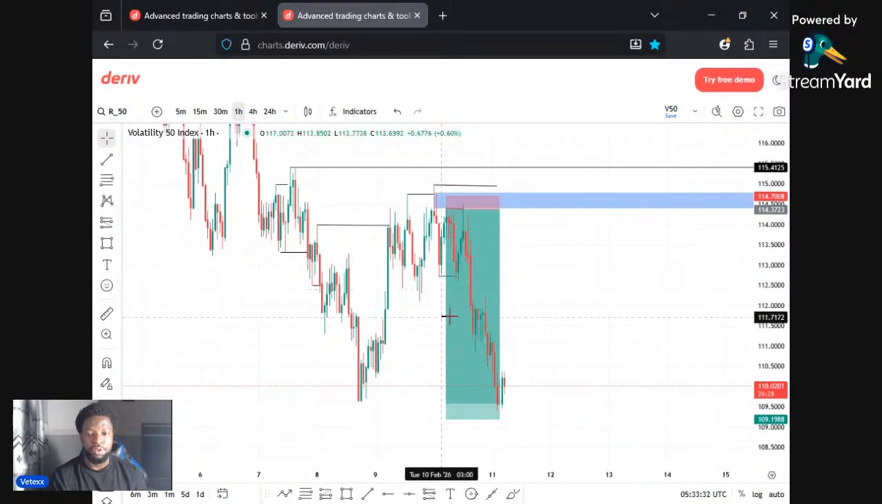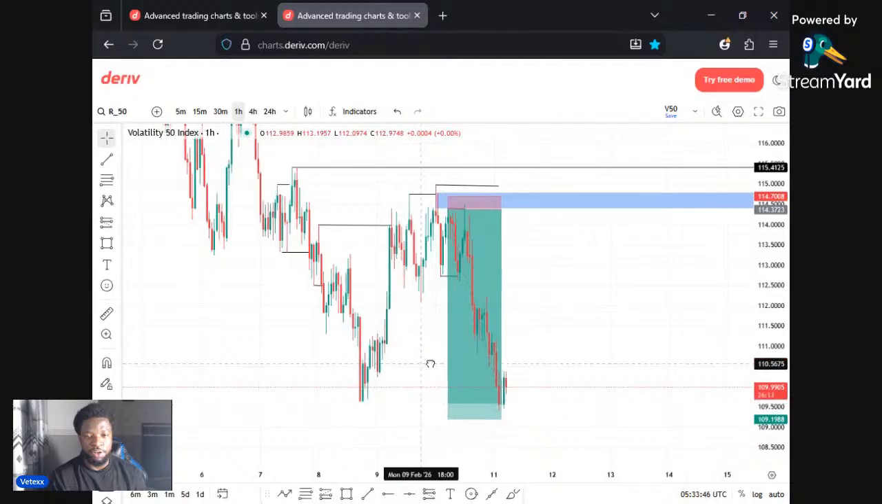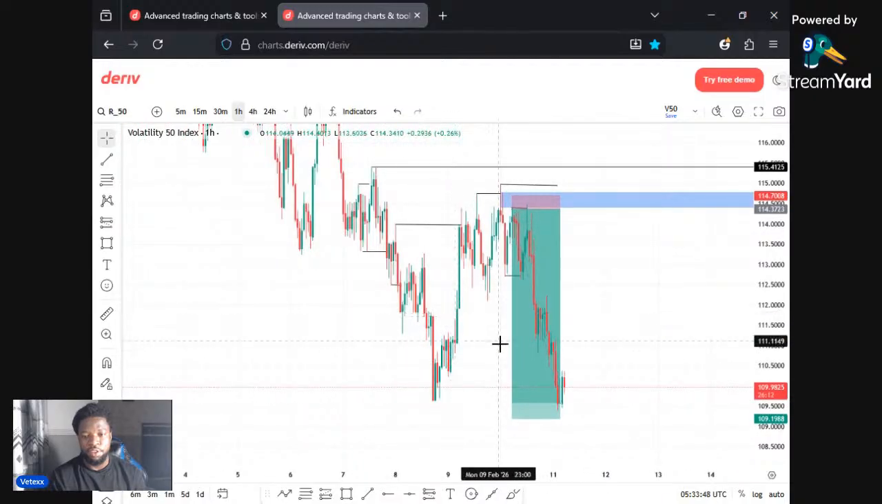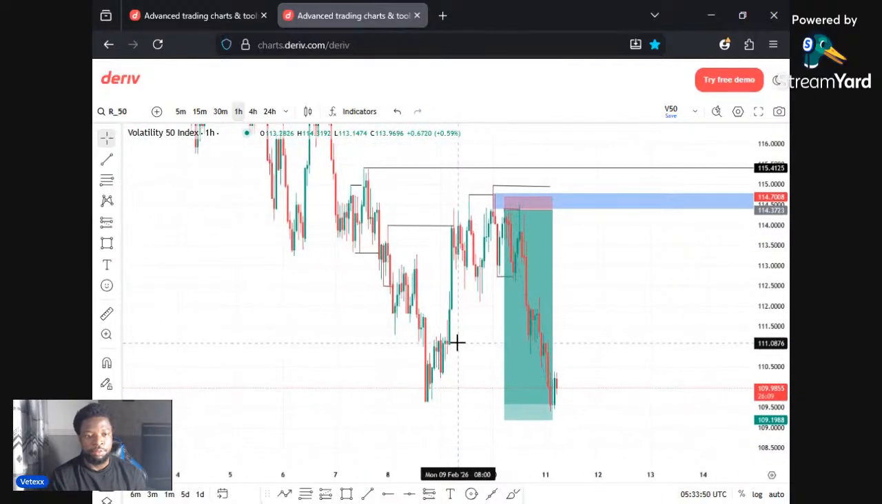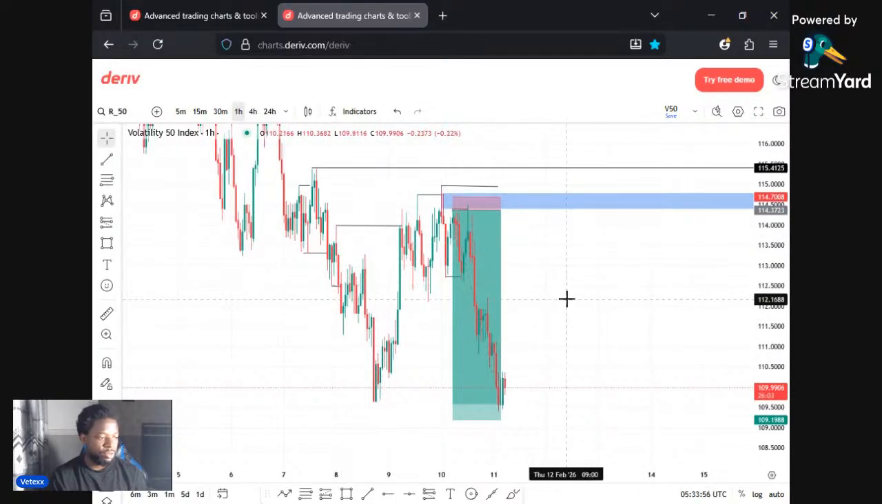It sold off. This from here has already given 1 to 10 risk to reward. 1 to 5, 1 to 6, 1 to 6 here, 1 to 7, 8, 9. This is about 1 to 15. I mean, risk to reward. Risk to reward is crazy. It's crazy, man. So this is what we had yesterday on V50.